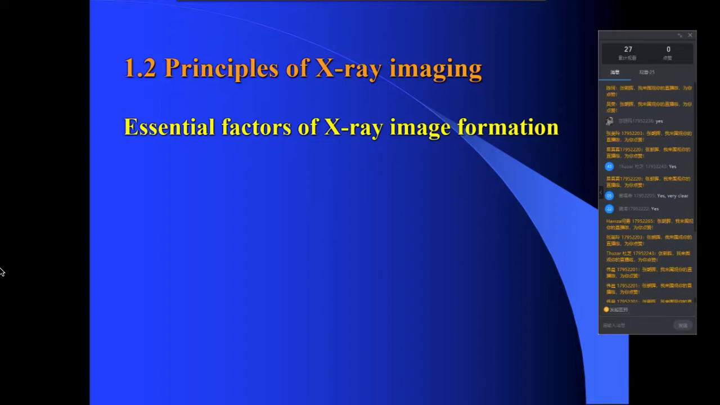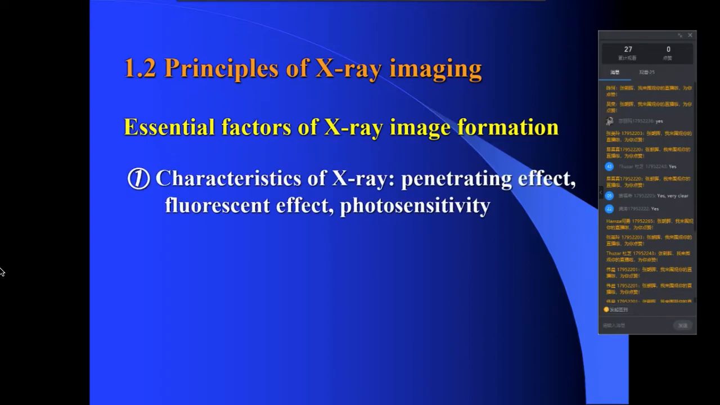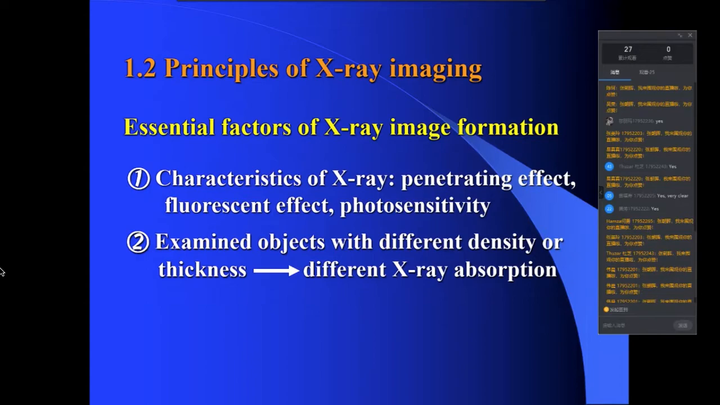Now let's talk about principles of X-ray imaging. The essential factors of X-ray image formation can be divided into the following three types. The first type is about characteristics of X-ray, including its penetration effect, fluorescence effect, and photosensitivity, which have already been talked about by us. The second type is about the characteristics of exam objects with different density or thickness. Objects with different density or thickness will cause different X-ray absorption or attenuation.